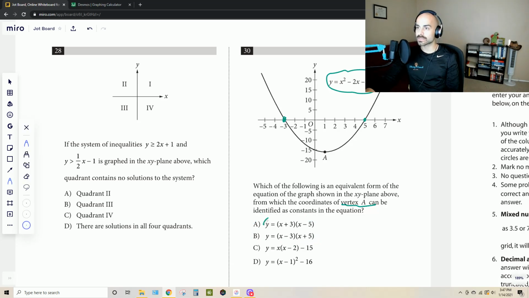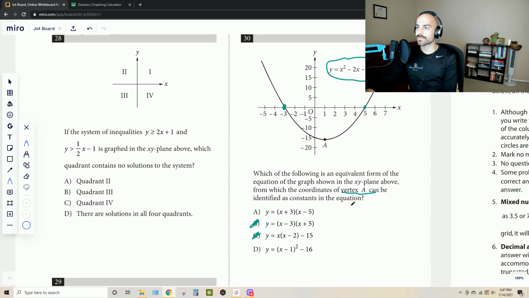So this B does not match this parabola. A actually matches this parabola, and C is in a form that's useless to us. But now it's between A and D. Because they're asking for the vertex, remember, this doesn't tell us what the vertex is. This form here, though it is the same exact equation as here, just in a different format, it only tells us where the intersections are.